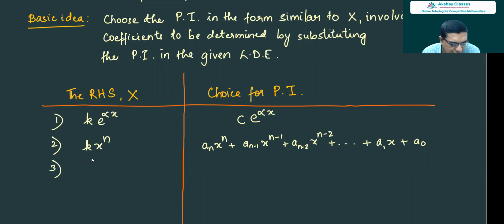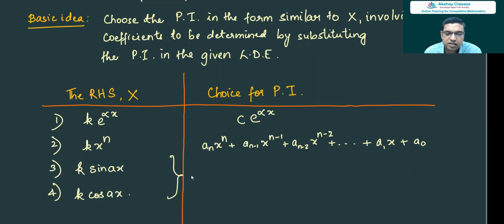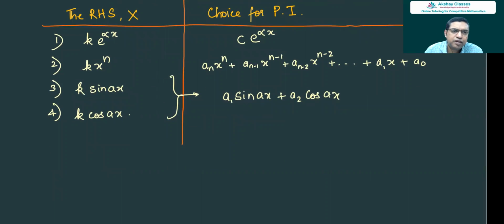Next, if the right hand side X is in the form k sine ax or k cos ax, then for both of these cases, the choice of the particular integral will be a1 sine ax plus a2 cos ax, because they are complementary functions, trigonometric complementary functions. So we have to choose it this way.